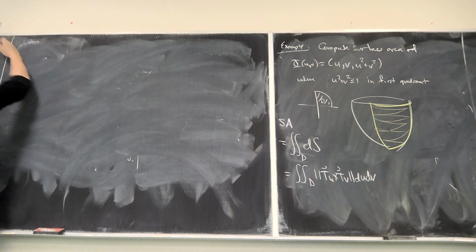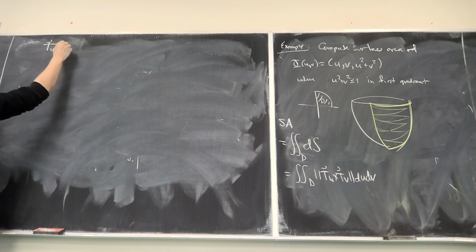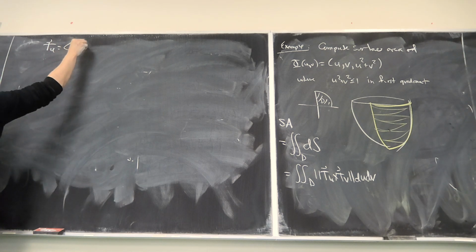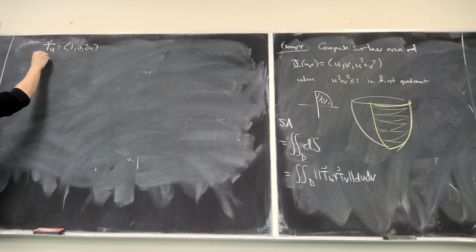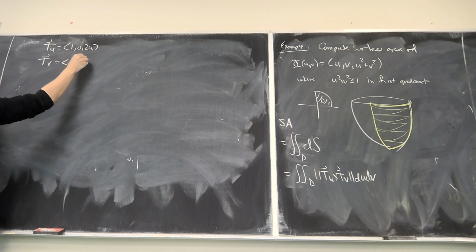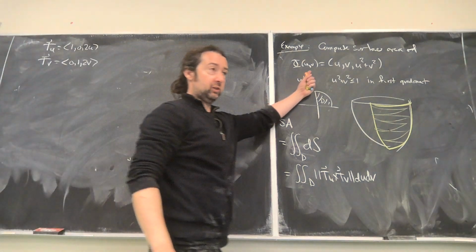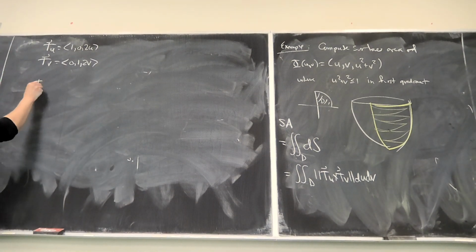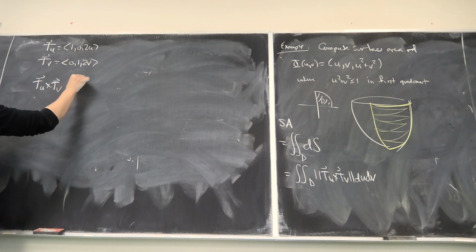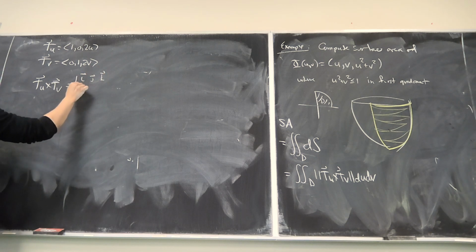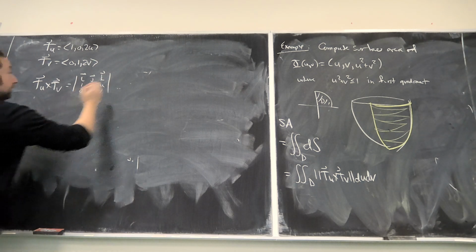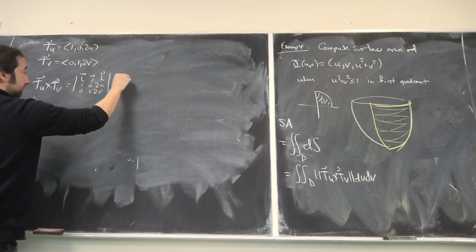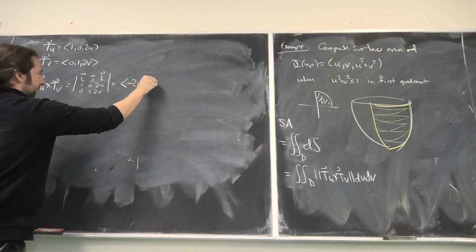Okay, so I'm going to need Tu, which is equal to (1, 0, 2u), and I need Tv, which is (0, 1, 2v). Those are the u and v derivatives of phi. I'm going to need Tu cross Tv. So that's the determinant with i, j, k, 1, 0, 2u, 0, 1, 2v. This turns out to be equal to (-2u, -2v, 1).